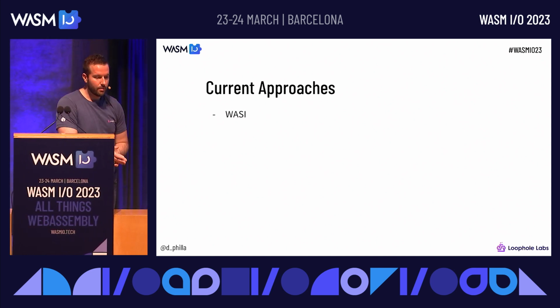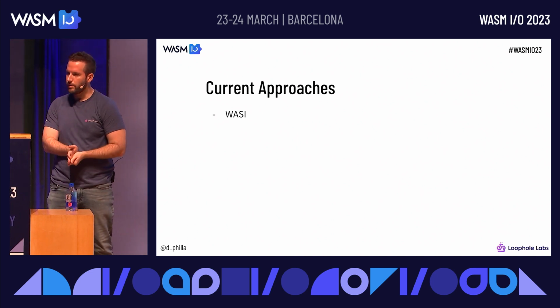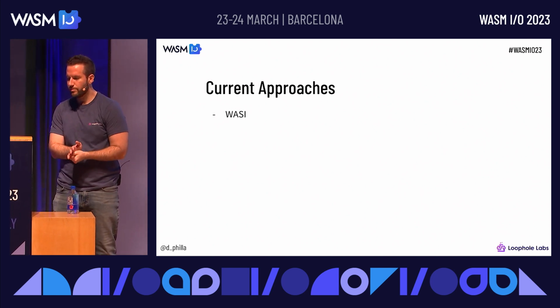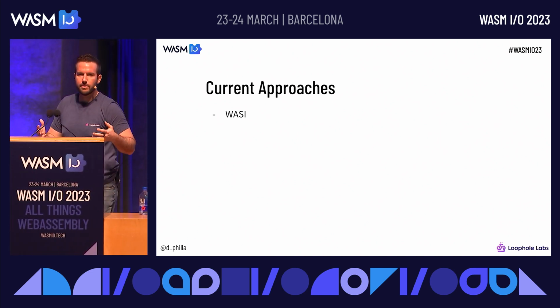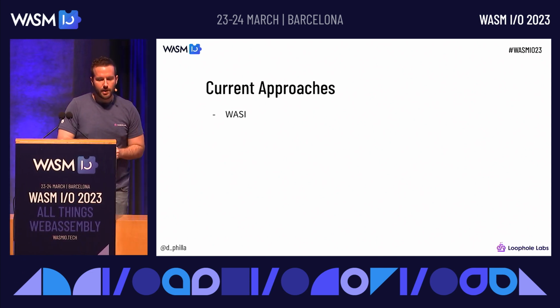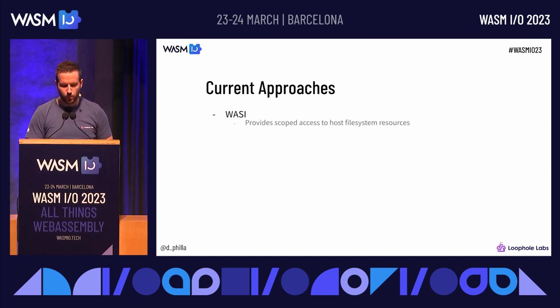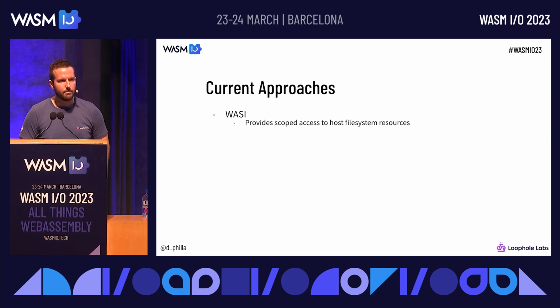So within the WebAssembly space, we're going to talk about some of the current approaches. And most people here will know about WASI, right? So WASI, first and foremost, is making a lot of progress, and this is something that most people are thinking about when they are deploying Wasm applications server-side. How can we access underlying resources? WASI does this by providing scoped access to the host file system. And I'm not going to get into the weeds on that.